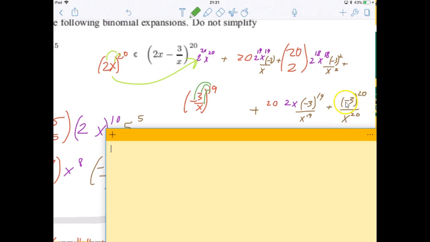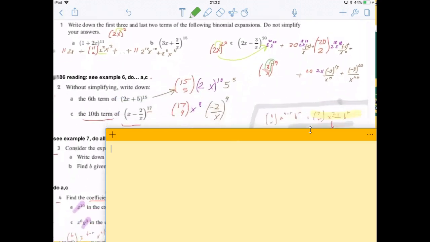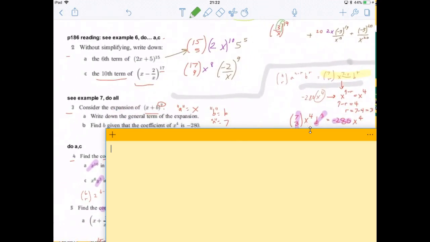Now, should this negative be inside the parentheses or outside the parentheses? It has to be inside because it's part of the b term. If it's part of the b term or the a term, put it inside the parentheses before you take it to the power. All right, let's move on to the next one, which is number 2.